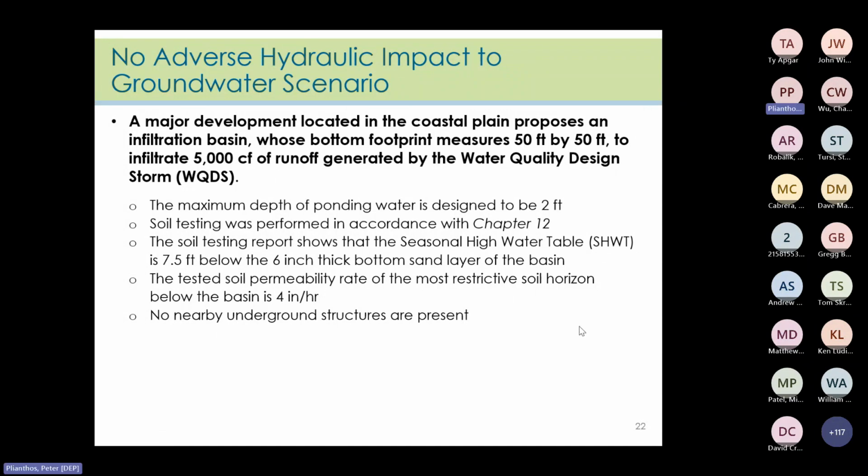Soil testing was performed in accordance with Chapter 12. The soil testing report shows that the seasonal high water table is 7.5 feet below the 6-inch thick bottom sand layer of the basin. The tested soil permeability rate of the most restrictive soil horizon below the basin is 4 inches per hour, and no nearby underground structures are present.